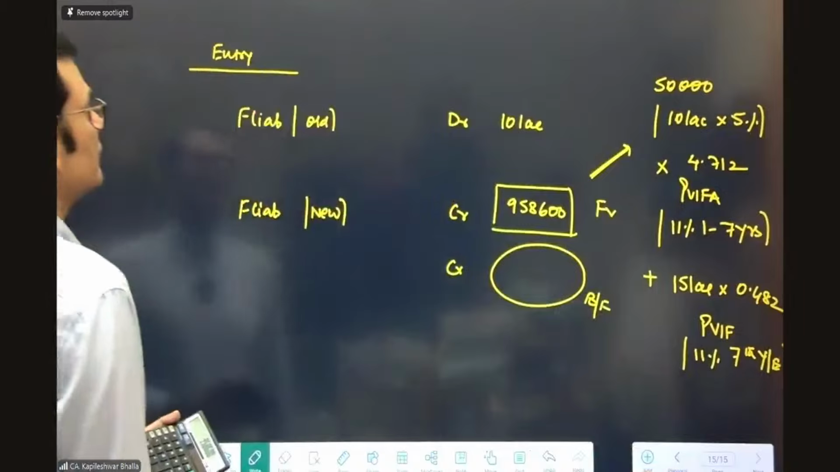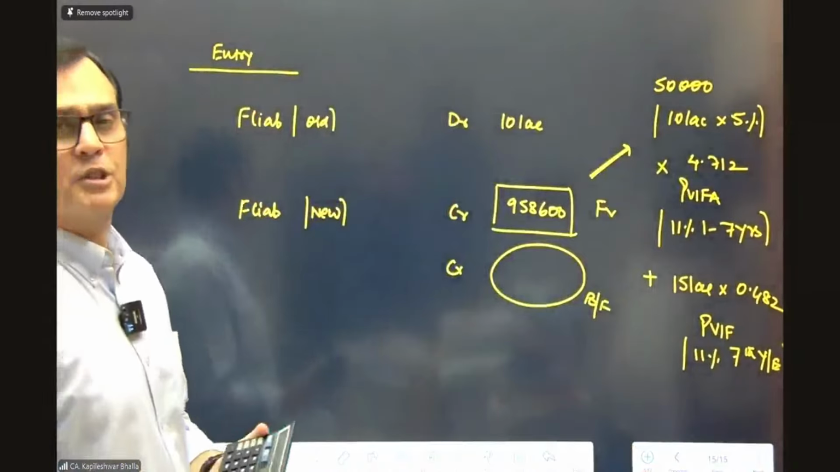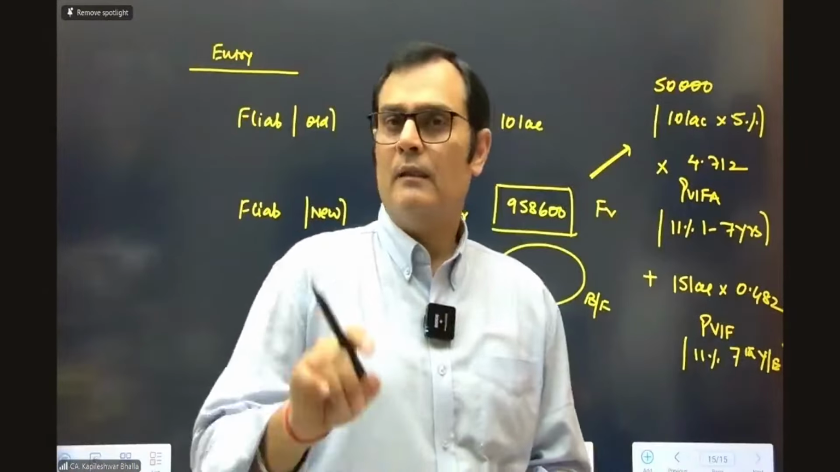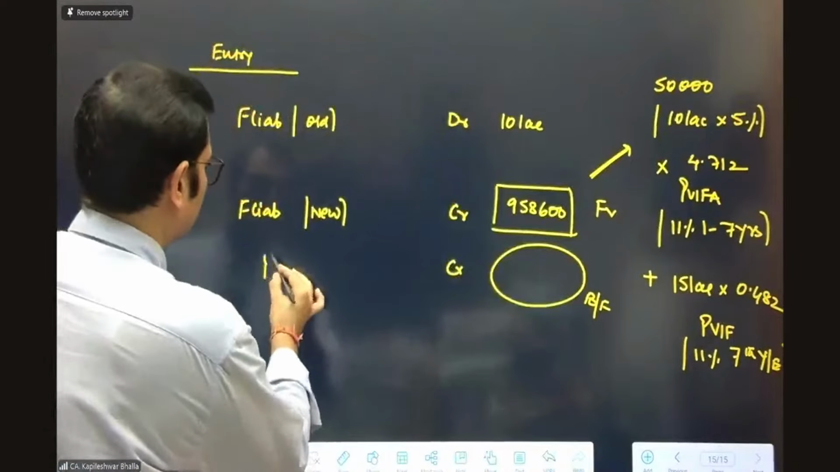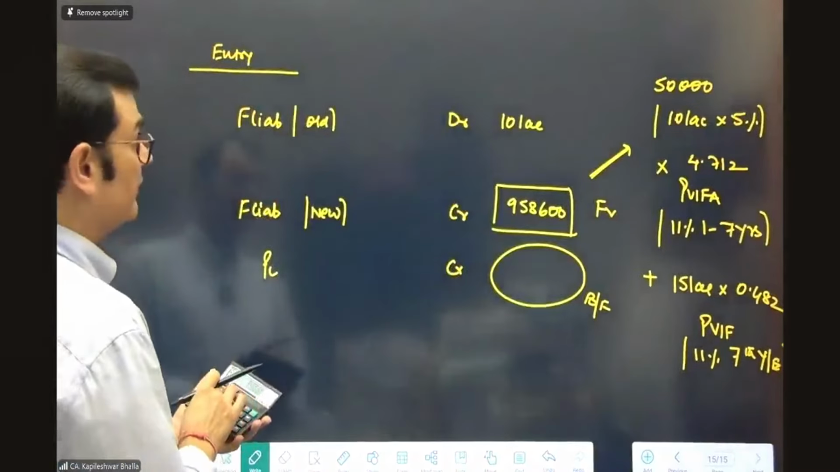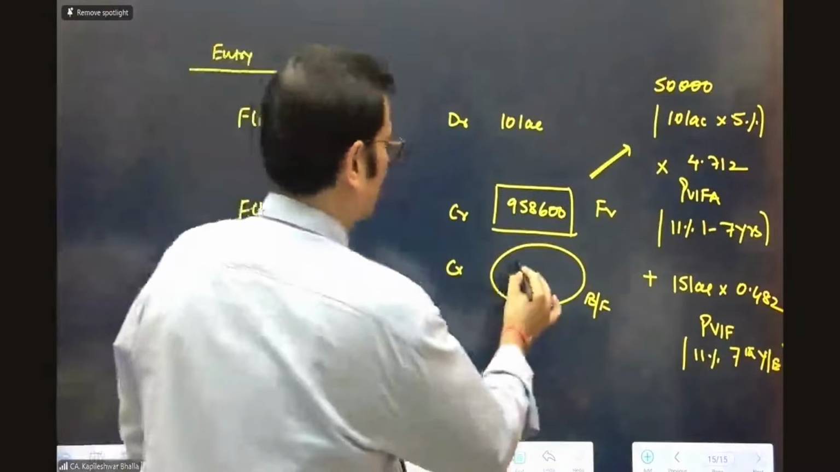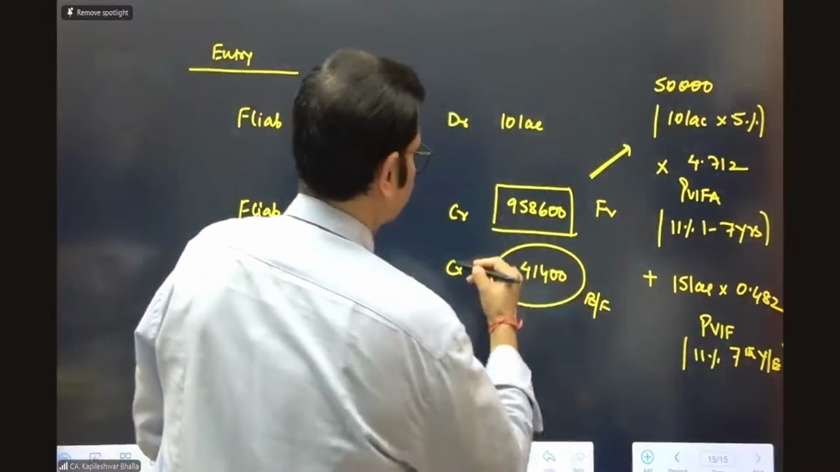And where will you take the balancing figure? Arising on the extinguishment of the liability, can I say there becomes a gain or loss, which is going to be taken to the P&L? So let's see the balancing figure. That's 41,400 is the balancing figure.